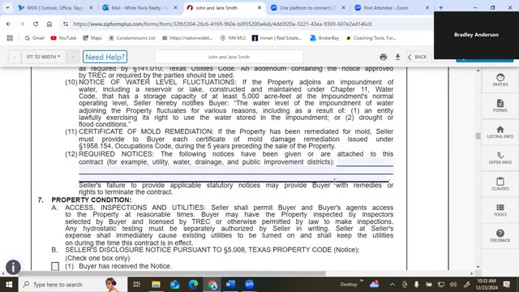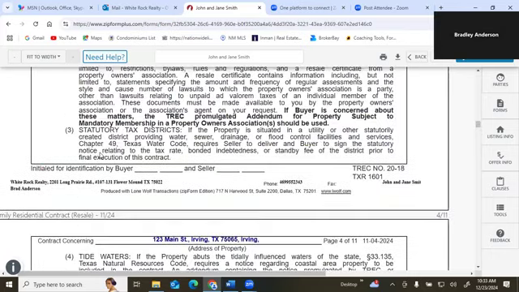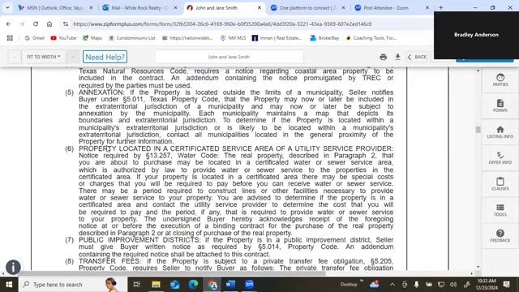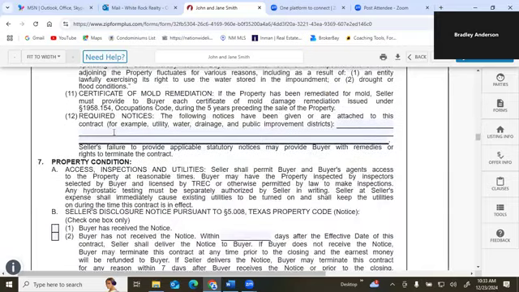Now it also comes down to paragraph 6E12, required notices. So this is the seller's responsibility, by the way. It says the following notices have been given or are attached to the contract. And these would be things like MUD disclosures. So municipal utility districts, where is the seller getting their water, sewer? Are they in a public improvement district? Because if they are, all these examples mean more monthly fees.